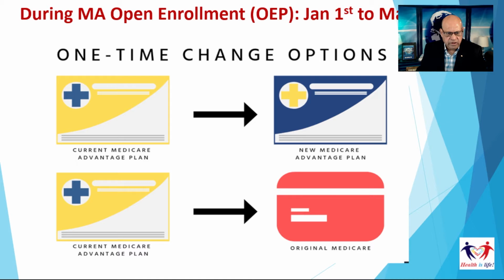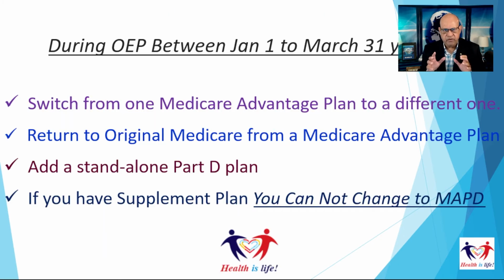So in that way, during this Medicare Advantage open enrollment period, the one-time change options from a current Medicare Advantage plan are that you can switch to a new Medicare Advantage plan, or you can change from a current Medicare Advantage plan to original traditional Medicare, Part A, B, and the other things we talked about.